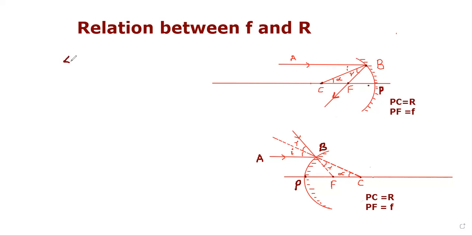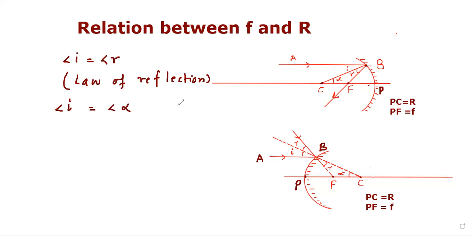So angle I equal to angle R. This is the law of reflection. Angle I equal to angle alpha, alternate angles, which implies angle R equal to angle alpha.